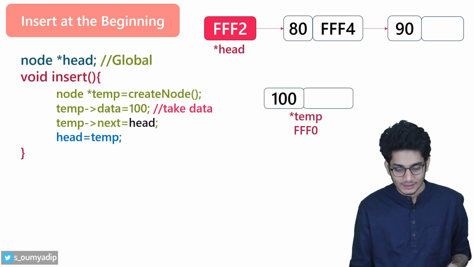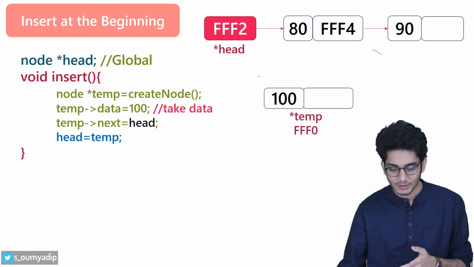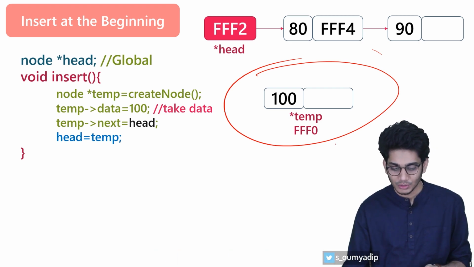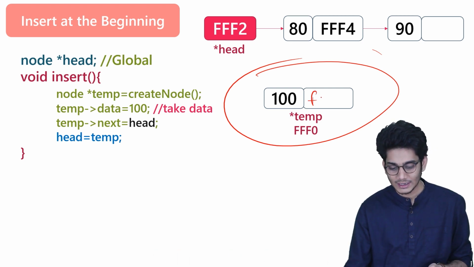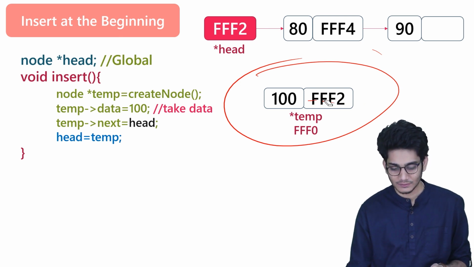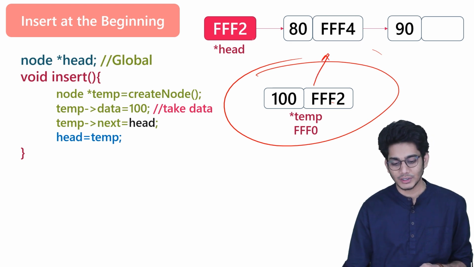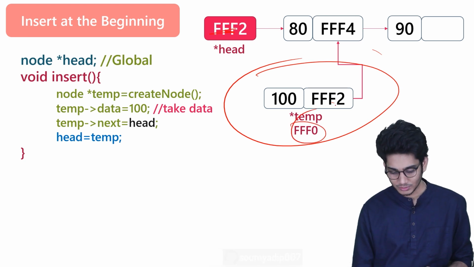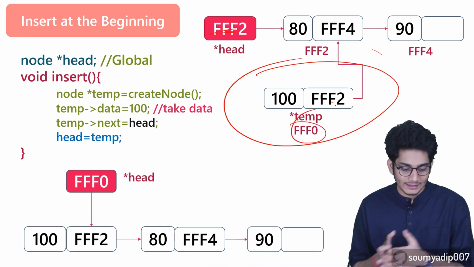So let's say that we have taken a temp, like this portion. Now this is the temp. At first we'll just assign ff2 over here. So you can see that we have assigned ff2. Now both the pointers are pointing to the same node. Head is pointing here, and our temp is also pointing here. Now we'll assign the value of head with fff0. As you can see, now the value of head is fff0.